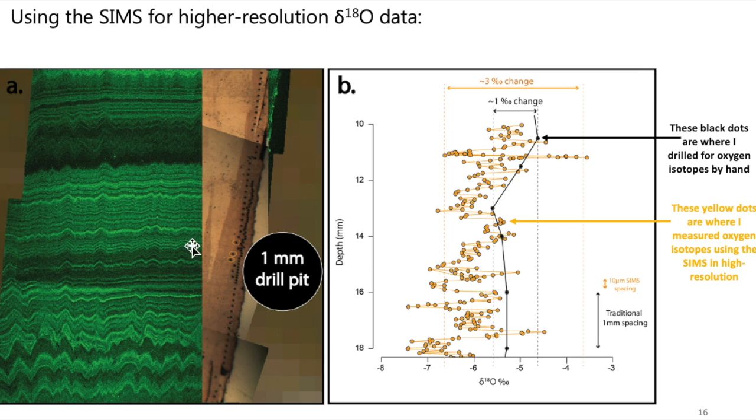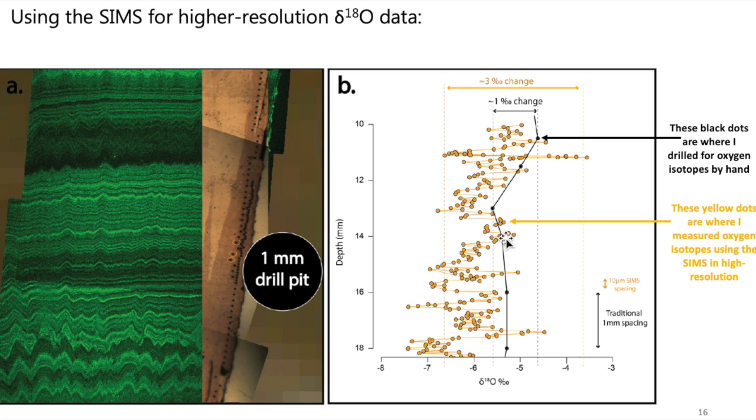Okay, just to drive this point home, on the left here, I'm showing you a stalagmite sample from my Wisconsin cave with the respective fluorescent banding in green and black. And on the right, on the x-axis, we have delta oxygen 18 isotopes with the depth on the y-axis. And these black points are where I measured oxygen isotope data by drilling the sample by hand using that dental drill that I mentioned earlier in my video.